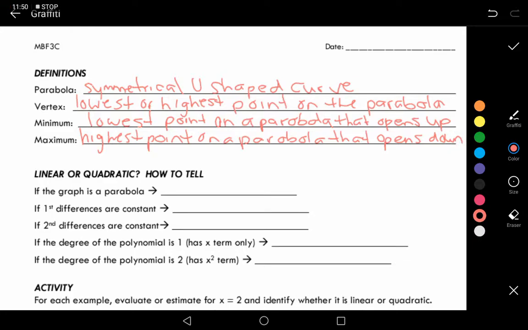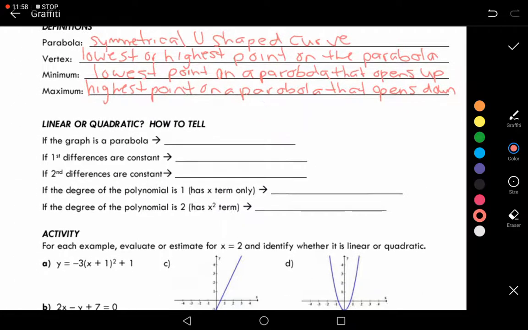Okay, so moving on from these definitions, it says linear or quadratic. How do we tell? Okay, so if we have a graph and it's a parabola, we know right away that that is a quadratic. If the first differences are constant, as we saw on the last page of the note, we know that it's going to be linear. If the second differences are constant, again, as we saw on that other piece of the note, then we know that it is a quadratic relationship.